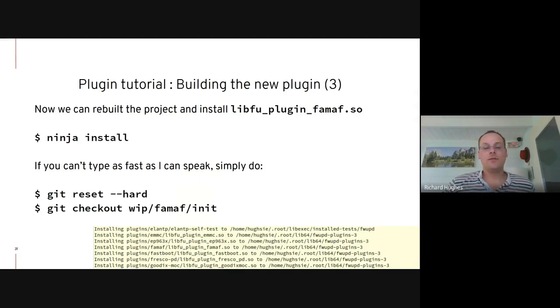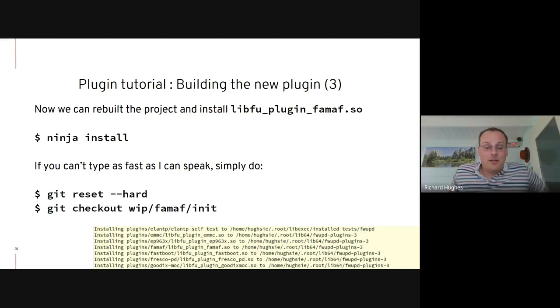So now we can rebuild the project. Because we've edited the meson.build file, the plugins meson.build, Ninja is clever enough to notice that meson.build has changed. Therefore, I need to reconfigure the entire project to find these new meson.build files. So doing ninja install will run meson again automatically with the existing arguments that you specified, so you don't need to do anything like that. It will then build all the code for you, probably rebuilding libraries and stuff, maybe. And then it will install the libraries and the new plugin.